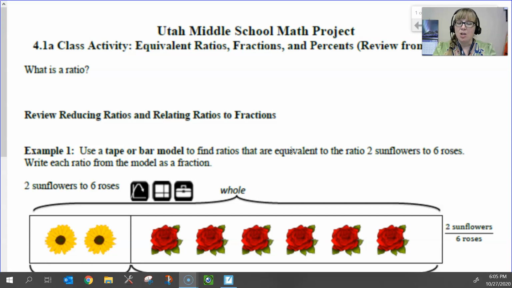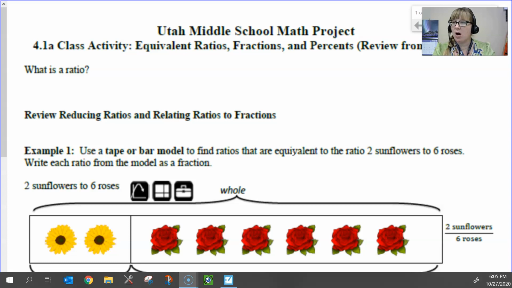Now, you should have already watched the Khan Academy video, and you should be ready to answer this question. What is a ratio? Pause the video now to give yourself enough time to write down your response.